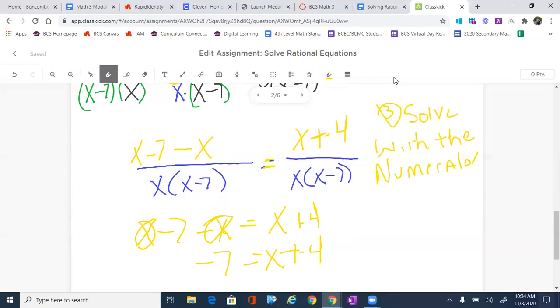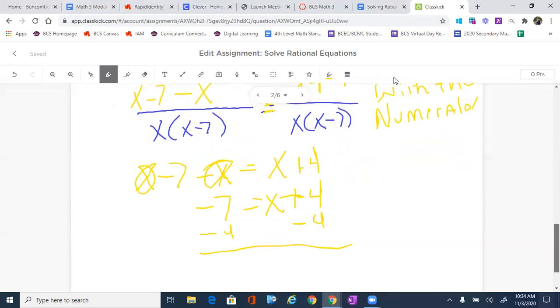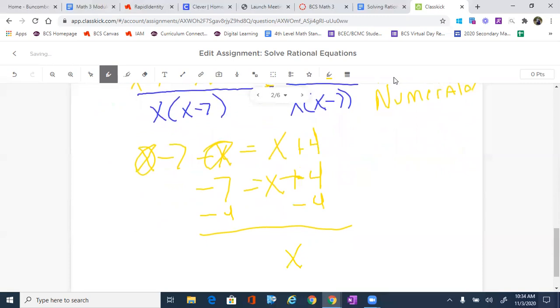We do the basic algebra. I need to get rid of that +4 there, so I'm going to subtract 4 over. And that is going to give me x equals -11. All right, so there is our algebraic solving that connects to the graphical solving that we did with Desmos in our previous video. I hope that helps you out, and I hope you took good notes on this.